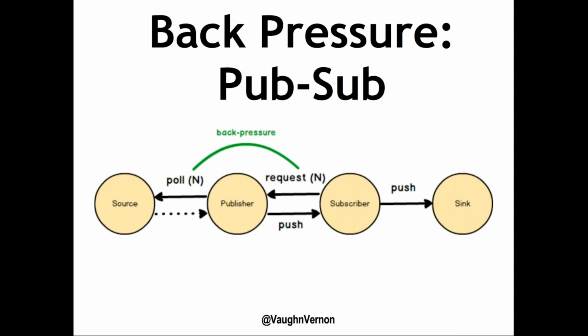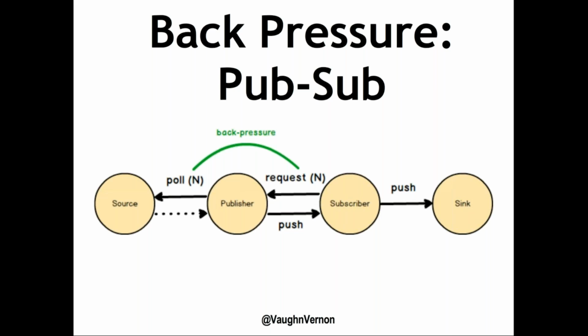This works by the publisher actually pulling from a source, and it will only pull up to n elements, and those n elements are defined by the subscriber, which says, I want to receive only n elements at a given time. And so the publisher will pull the source for those n elements, and those n elements will be pushed to the subscriber, which will then push those to a sink. The source is the source of the elements, and the sink is the ultimate receiver of those elements. But notice how the back pressure is supported, and the subscriber can say, well, that's still too many elements at one time. I want to back those off.